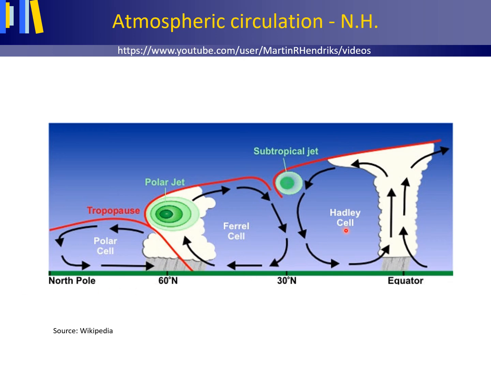The Hadley cell, named after the English lawyer and amateur meteorologist George Hadley, the Ferrel cell, named after the American meteorologist William Ferrel, and the polar cell. At the equator, warm air rises and starts to flow in the direction of the poles at an altitude of around 15 km. At latitudes of about 30 degrees, the air descends.